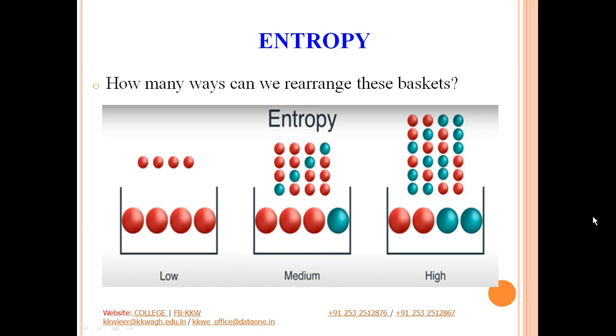So let us say we want to rearrange these baskets. In how many possible ways can you arrange the first basket? Yes, obviously the answer is 1, because all of them are red balls, so no matter how you rearrange them it is going to look the same. So in one way you can arrange the first basket. The second basket you can arrange in 4 possible ways as shown on the slide, and the third basket you can arrange in 6 possible ways as shown on the slide.